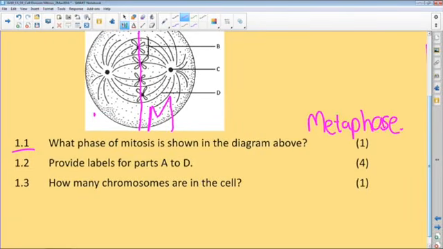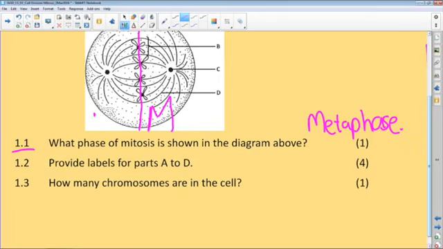I'm going to give you one minute, a quick 1 minute. I want you to answer questions 1.2 and 1.3 for me. I want you to label A, B, C, and D, and tell me how many chromosomes are in the cell. I'm giving you 1 minute.